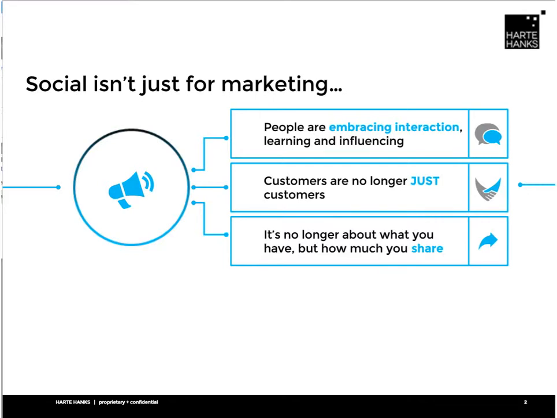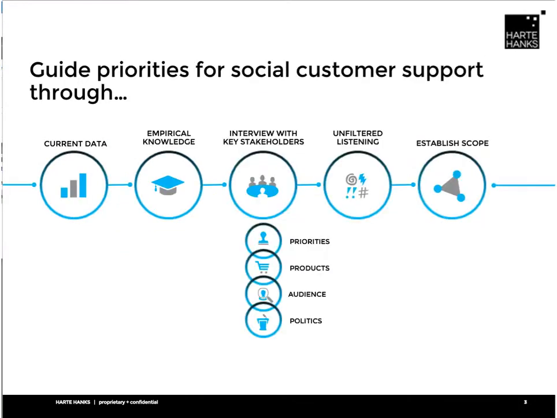And so what we talk about from a Harte Hanks perspective is how we influence those conversations with customers. And the way to begin that is we talk customers through how you use multiple data points: either current data coming out of your contact center, your email support team, your chat team, what you already know about your company and your customers, interviews with key stakeholders to identify things like which services would be priorities, which products would be in priority, who is the right audience, are there political points, are there things inside your company that say one product or one strategy is more important than another.